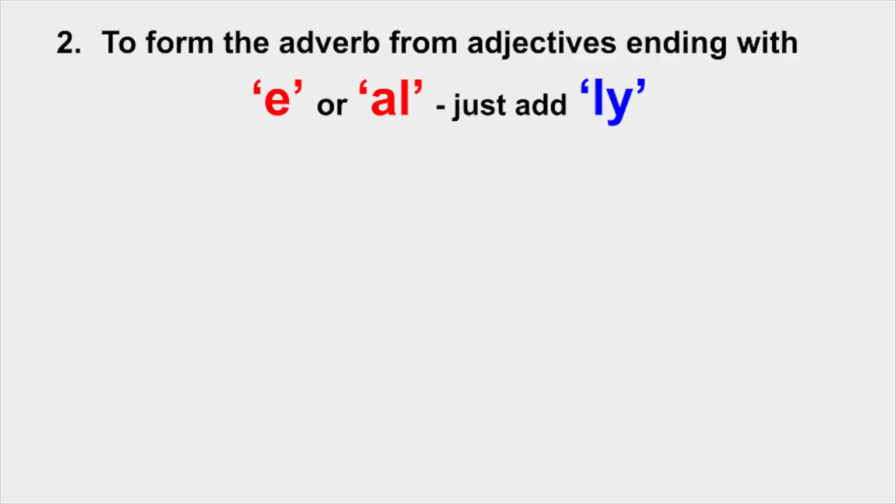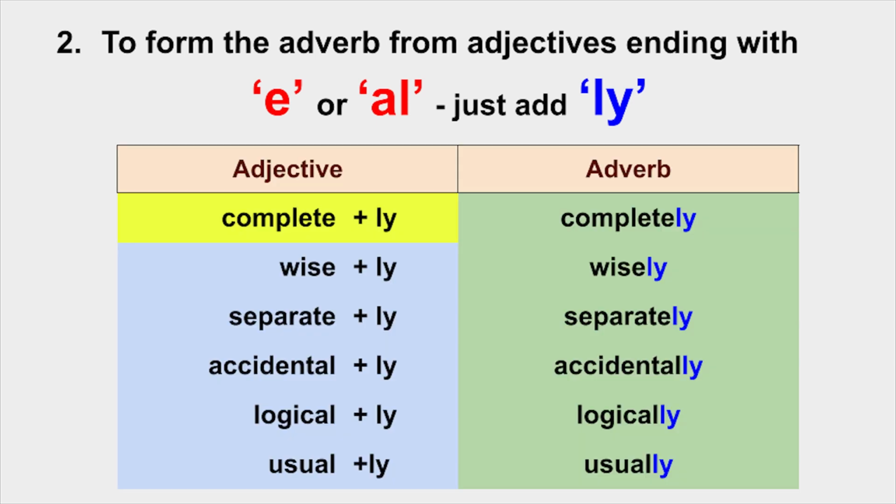Number 2, to form the adverb from adjectives ending with e or al, the same rule applies. We simply add ly to the existing word. For example, complete, completely; wise, wisely; separate, separately; accidental, accidentally; logical, logically; usual, usually.